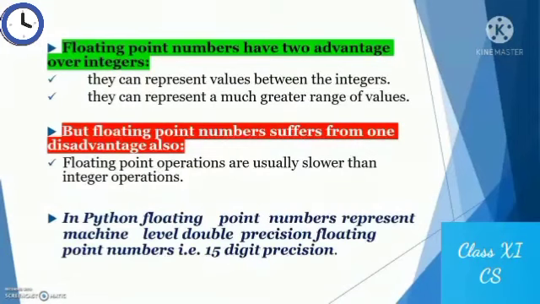In Python, floating point numbers represent machine-level double precision floating point numbers, that is 15-digit precision. It can represent up to 15 digits. That is why the precision is 15 digits in floating point.